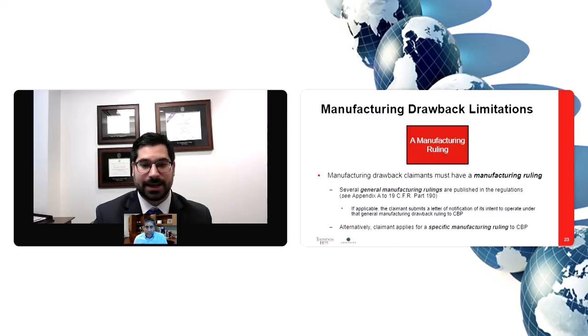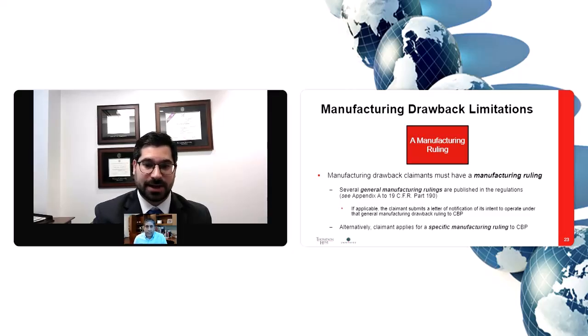But the good news is that if you are interested in pursuing this path, there are sample specific manufacturing ruling applications. I didn't list it on the screen, but it would be in Appendix B to Part 190 of Title 19 within the Code of Federal Regulations. One thing this is alluding to is that we're talking about manufacturing rulings, letters of notification of an intent to operate under them, letters of acknowledgement. We're talking about a lot of documents. And as mentioned at the beginning of this presentation, drawback in itself, no matter what type of drawback you're availing, whether it's manufacturing or otherwise, is a document-intensive process.